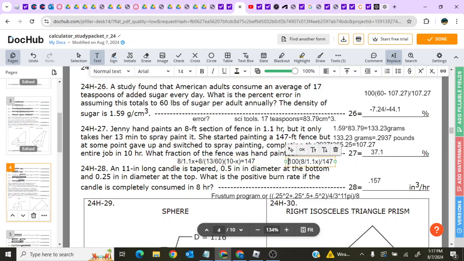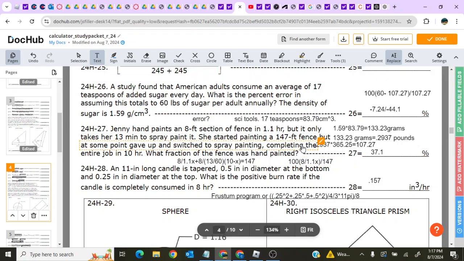Then once you have that time, around 7.5 hours or so, you quickly put it back into the rate equation to figure out how much, divided by the entire thing, multiplied by the rate. Do that, you get 37.